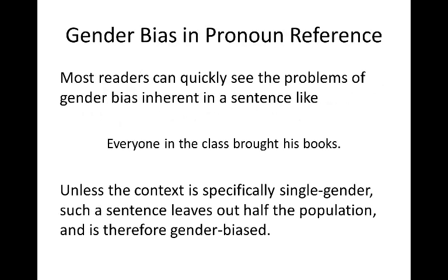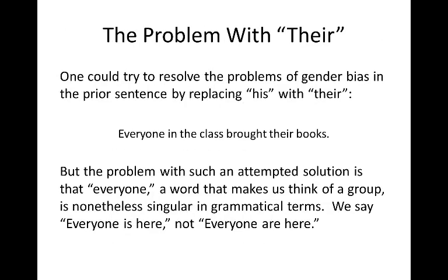Now, with gender bias in pronoun reference, most readers can quickly see the problems of gender bias inherent in a sentence like, "Everyone in the class brought his books." Unless the context is specifically single gender, something like a boys' school where all the members of the faculty are male and all the students are male, such a sentence automatically leaves out half the population, 3 billion people, and is therefore gender biased.